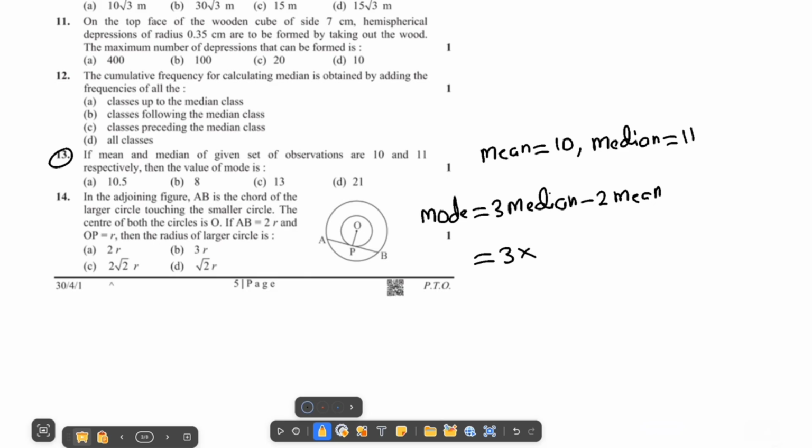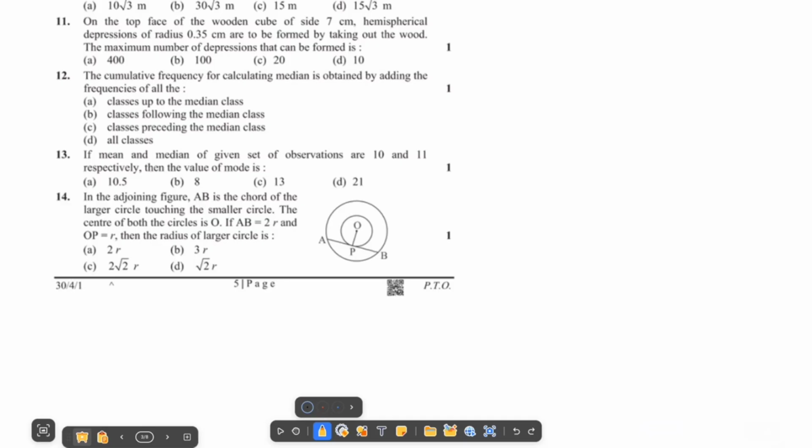So to find the mode value, let's substitute these values. 3 into median, median is here 11, minus 2 into mean, here mean is 10. So 3 into 11, 33, minus 2 into 10, 20. So that will be equal to 13. So which option has this 13? So option C is the right answer.